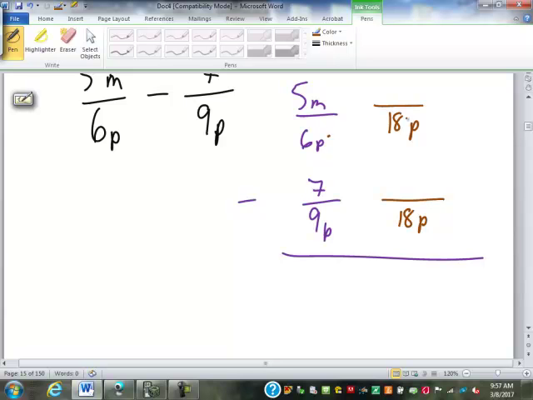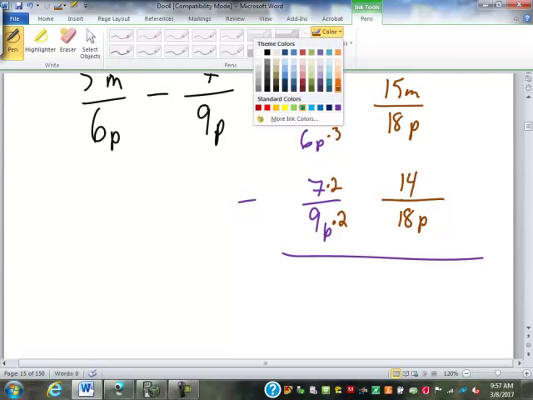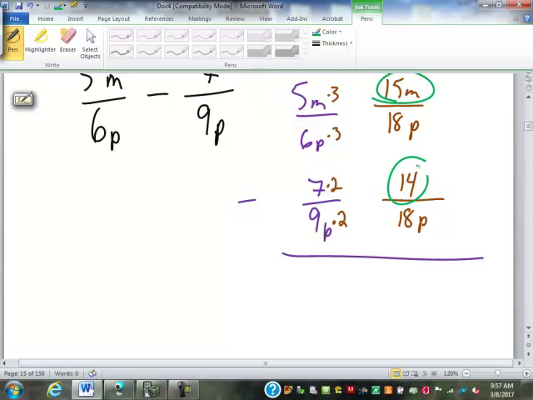So what do we have to do to the 6p to turn it into an 18p? Times 3. So the 5m times 3 is 15m. Down here, what do we have to do to the 9p to turn it into an 18p? Times 2. So the 7 is times 2 to make 14. And now we subtract. 15m minus 14 over 18p.